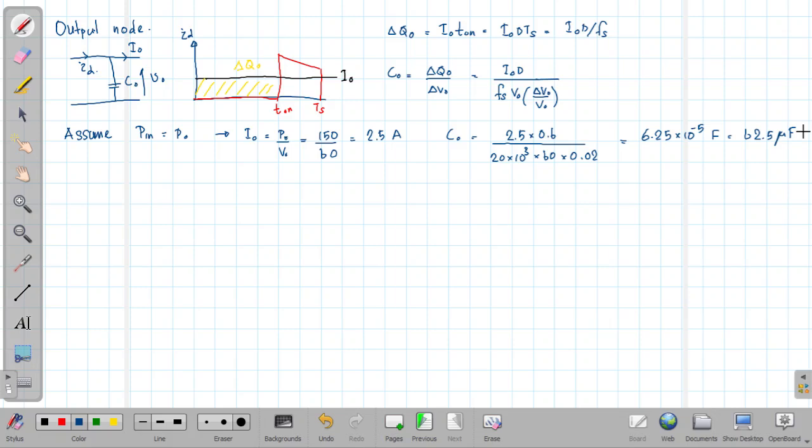So in this example we considered a boost converter and we calculated the inductance and the capacitance of the input and output capacitors for the given specifications.